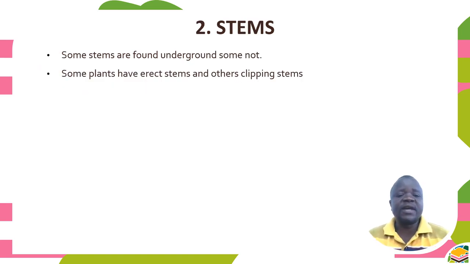Then we have also stems. Some stems are found under the ground, some not. Some plants have erect stems, others have creeping stems. Like creeping stems, we talk of sweet potatoes and others. So we have those that creep. We have erect stems that can stand perpendicular to the ground or can stand upright. These are the stems that can stand upright. We call them the erect stems. So now we go to the next.